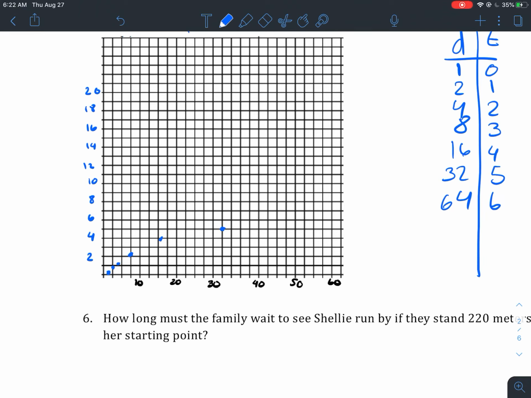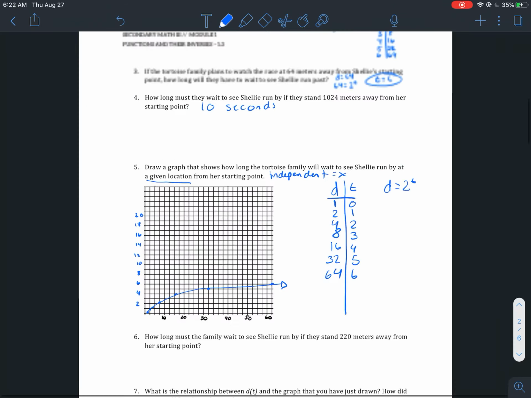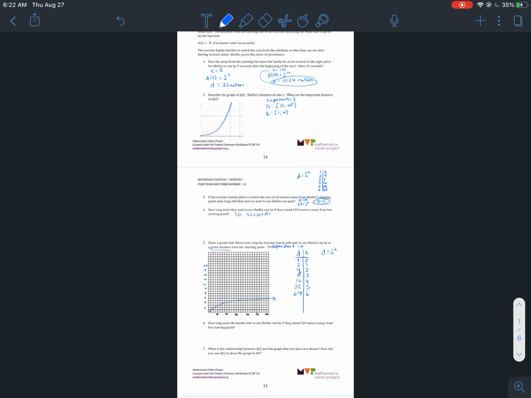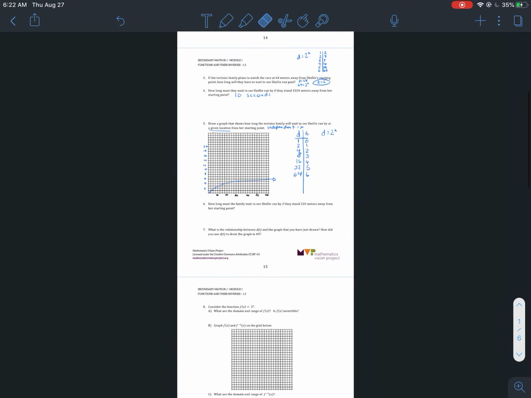And 64, 6. We'll go right there. So as you can see, this grows really slow compared to an exponential. All right, that would be our graph. And this is the inverse. Okay, so I want to point out that this is the inverse of this. Okay.